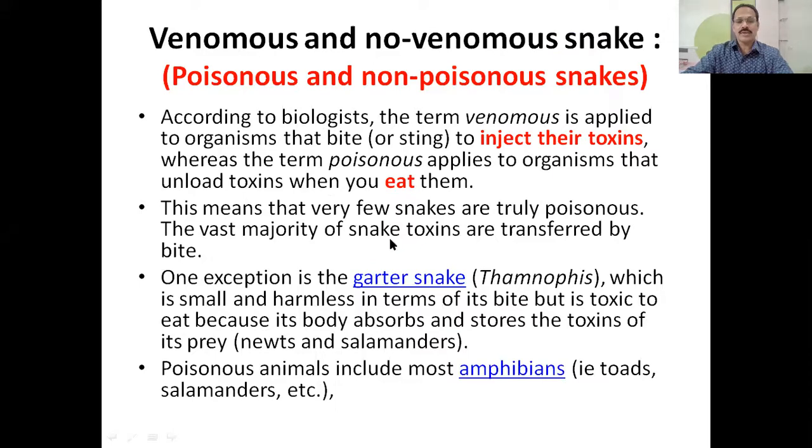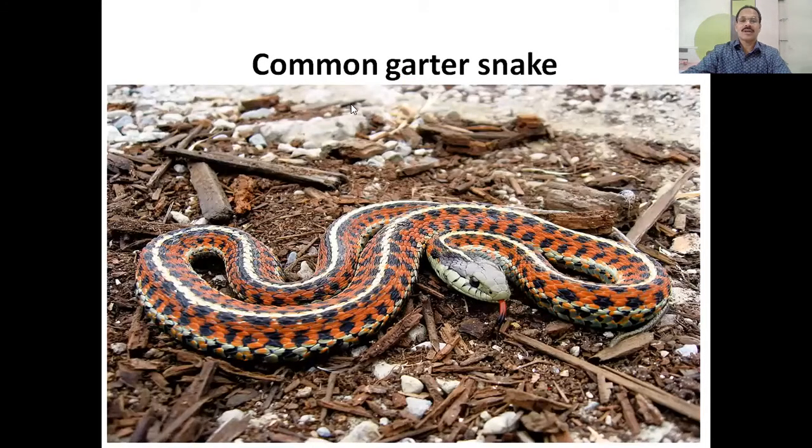The vast majority of snake toxins are transferred by bite. There is only one exception, and that is the common garter snake. This common garter snake is small and harmless in terms of its bite, but it is toxic to eat because its body absorbs and stores the toxins of its prey.